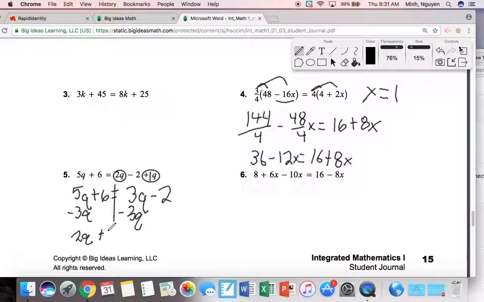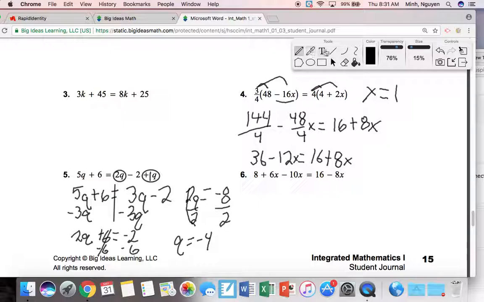5 minus 3 is 2q. 2q plus 6 equals negative 2. Then you got to subtract, get rid of that by using inverse operation of addition. So now I have 2q equals, plus 6 minus 6 is 0, negative 8. Divide both sides by 2, because that is the inverse operation of multiplication. This is multiplication right here. I want to get rid of it. How do I get rid of it? Divide. Negative 8 divided by 2. Q is equal to negative 4.